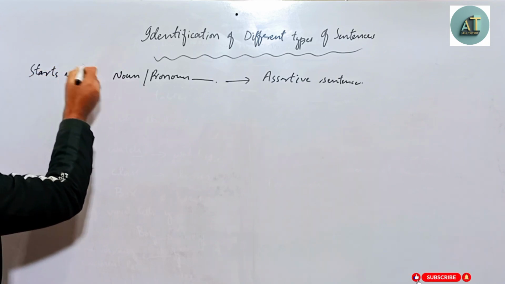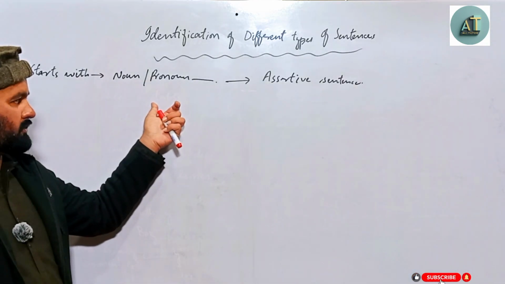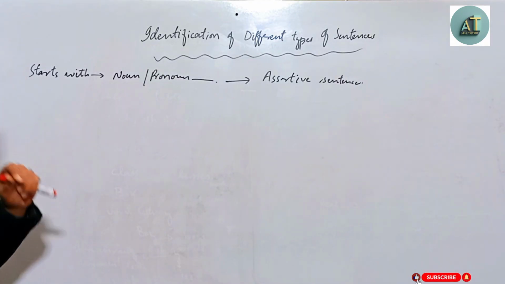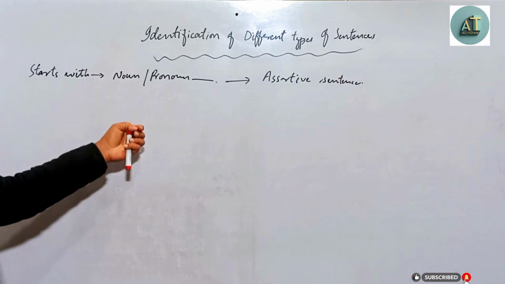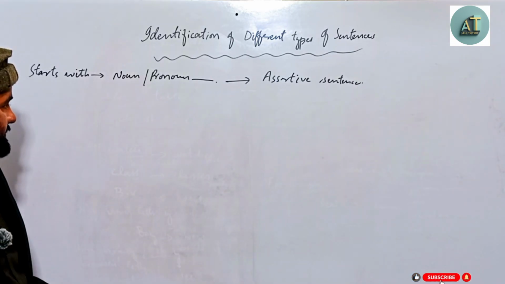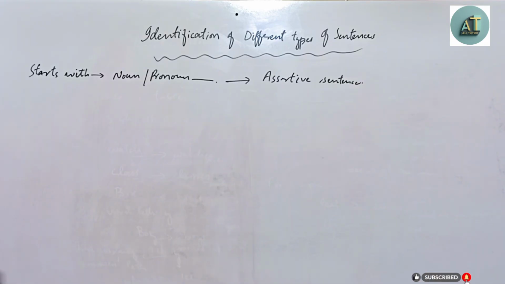If the sentence starts with a noun or pronoun, we can say this is the type of assertive sentence. So this can be its identification. If the sentence starts with a noun or pronoun, this sentence can be called an assertive sentence.